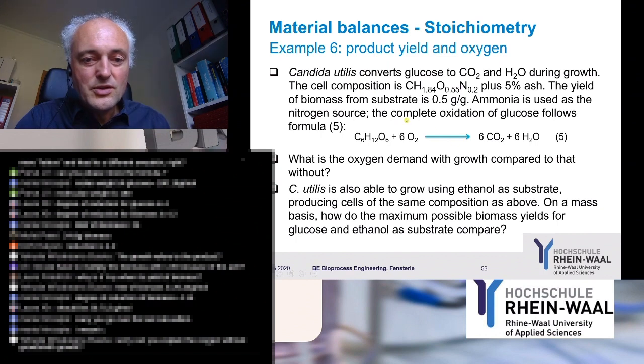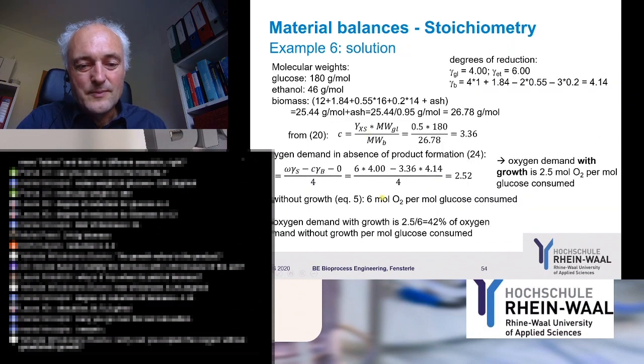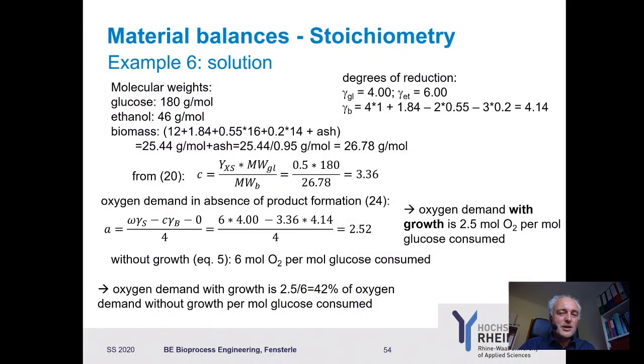And without growth, you simply take this equation. Without growth, you say, if I use 1 molecule of glucose, I need 6 molecules of oxygen to completely oxidize it. So there we have the 6 directly. We don't have to calculate anything. That comes from this equation. And then it's just 2.5 divided by 6, and we end up with 42%. Okay. So now let's go on.